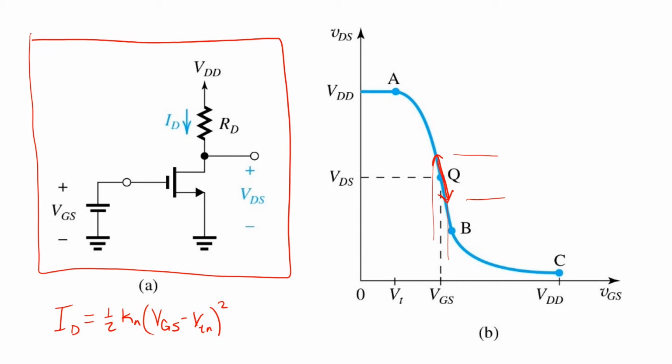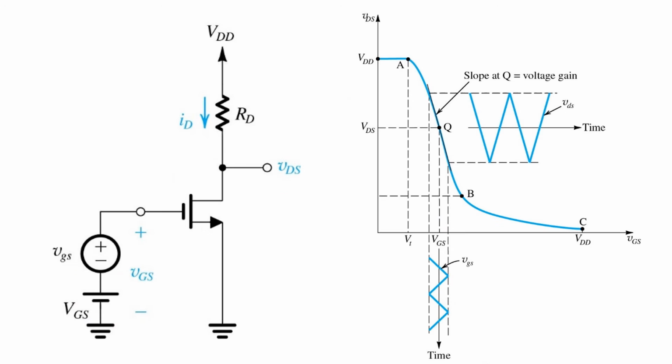And we also know that VDS equals VDD minus ID times RD. So using those two relationships, we can relate the input voltage VGS to the output voltage VDS here and find the operating point Q. We'll also then know the drain current flowing in the transistor, ID, which will be important.